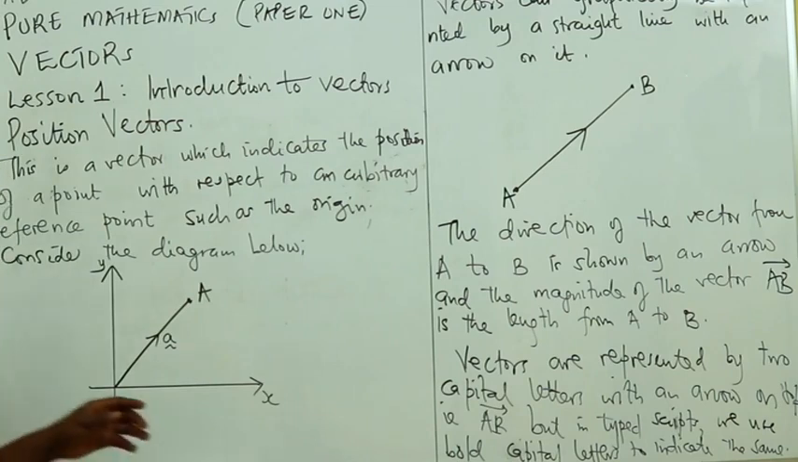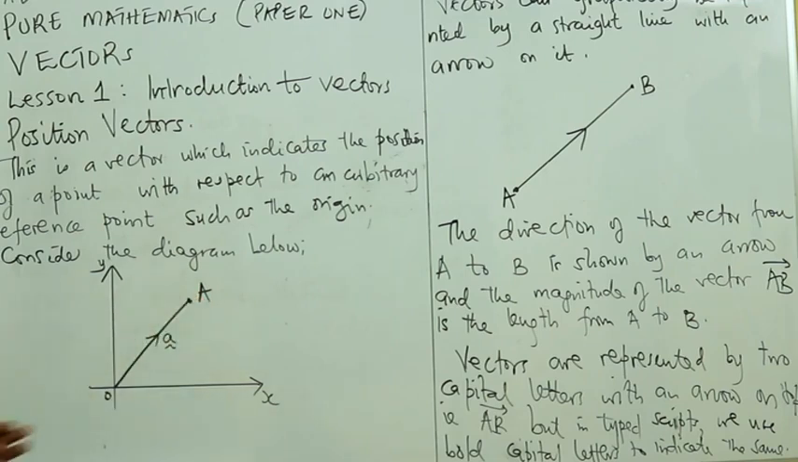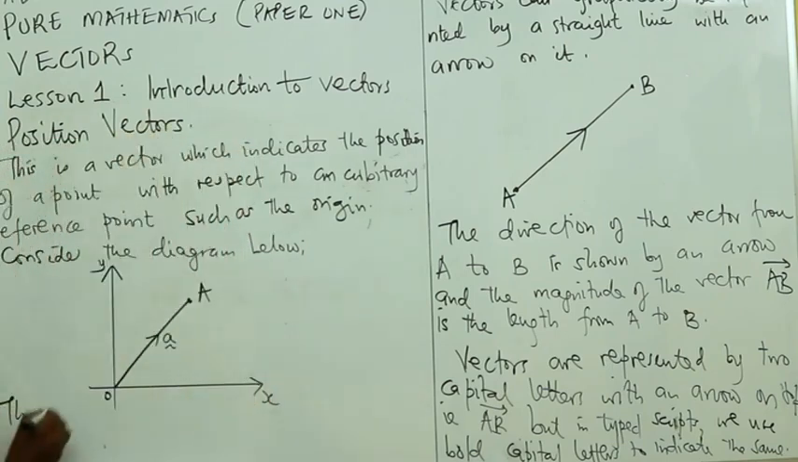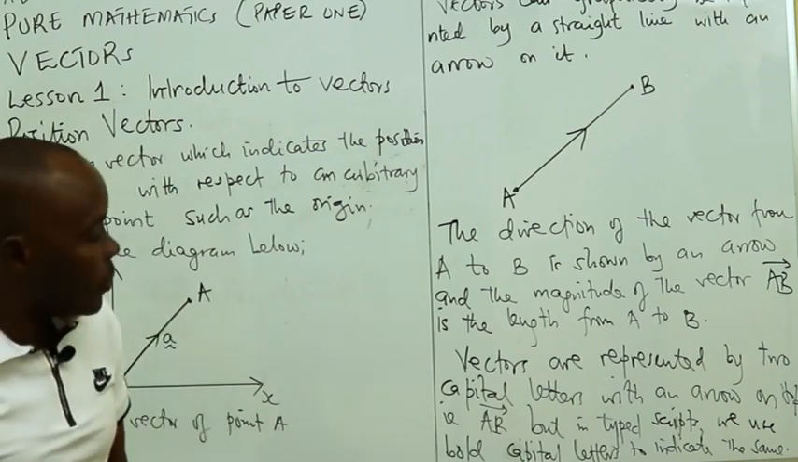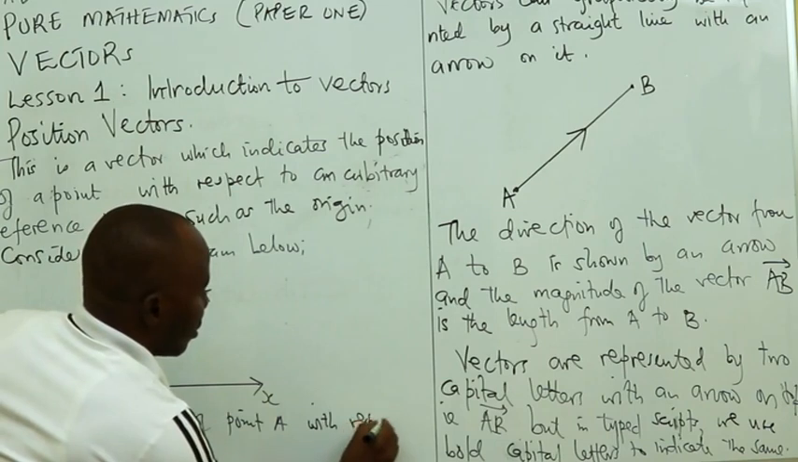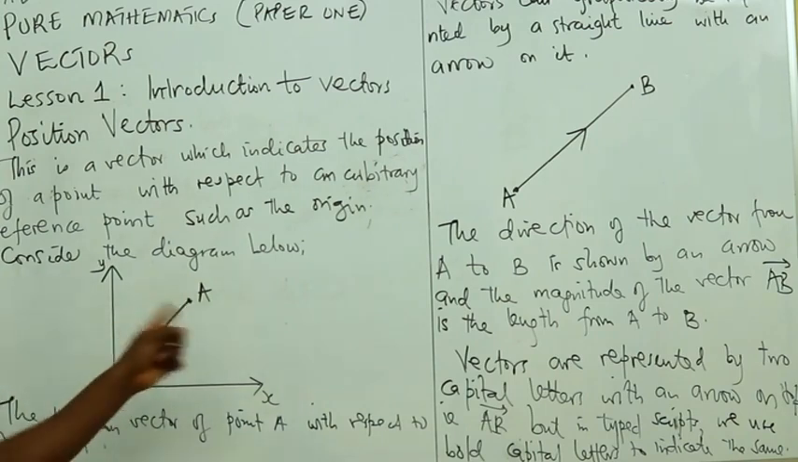So, when you look at this, this is the origin. When you look at our point A, this is point A. With respect to the origin, we can say that the position vector of point A with respect to O is OA. So OA is a vector.